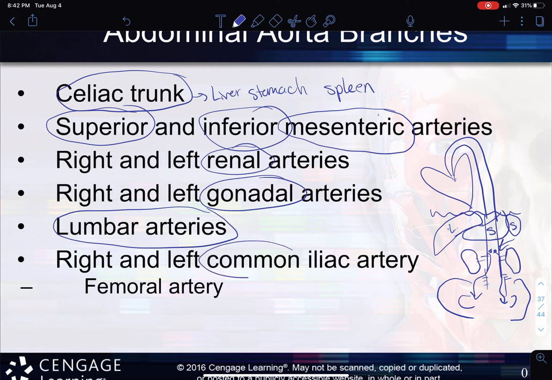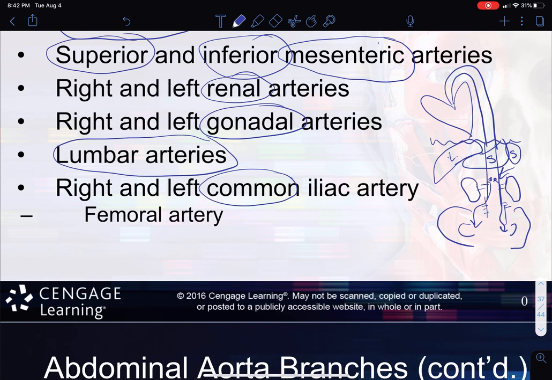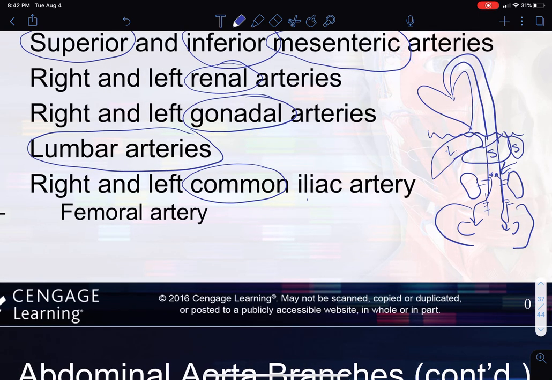So again, just like the common carotids, we have common iliac, which means that those eventually branch again. If we picture the inferior portion of the abdominal aorta, it's going to branch into the common iliac arteries, and then the commons are going to branch again into external and internal branches. That's why we need to differentiate between common, because common then eventually turns into external and internal.